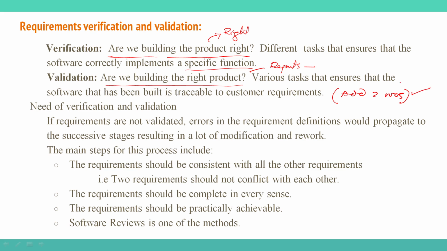Then second is validation: various tasks that ensure that the software that has been built is traceable to customer requirements. Once this is done, we go back and check whether this particular process has been correctly implemented or not. If you give 4 plus 3, will you get 7? I am getting 7. If it gives 12, that means it has some problem, so you have to look into it. So verification means, are we building the product right? Second is validation, that means are we building the right product.